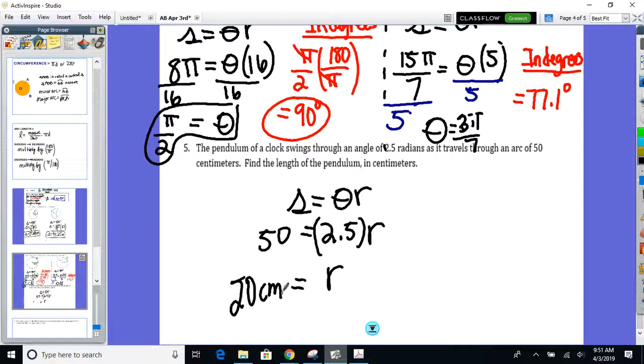We okay? Again, seriously. Why do we pick S equals theta R versus the other one? This is in radians. Everyone all right? Why? Theta was 2.5 and the arc length 50.